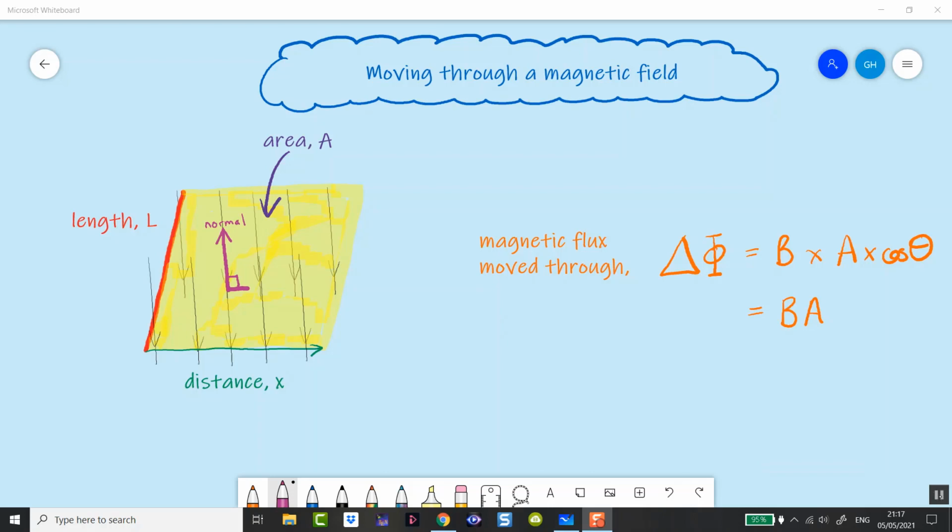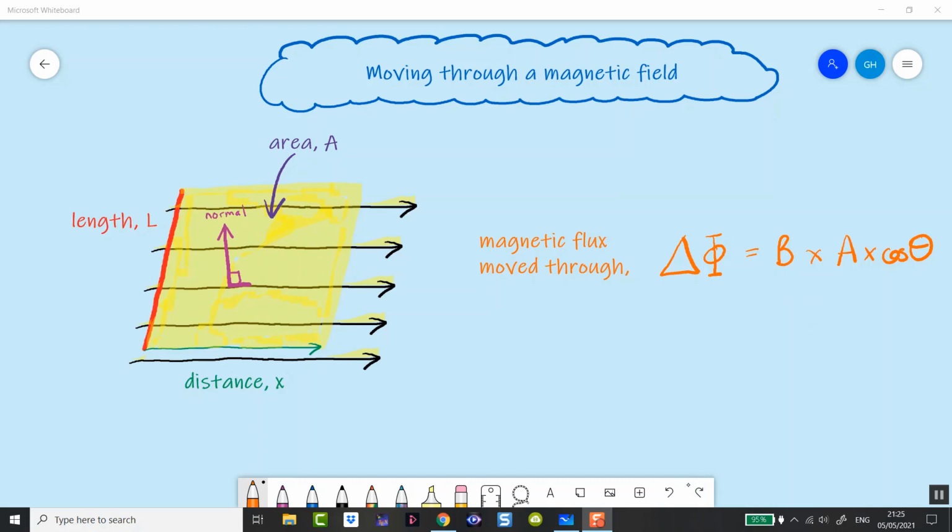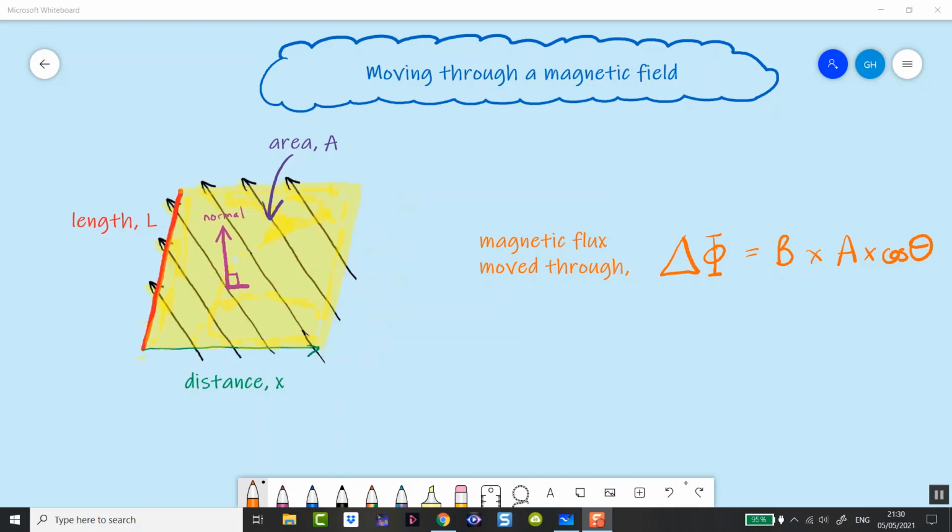If instead it moves parallel to the field, it will not move through any flux, and so phi equals 0, theta equals 90, and cos theta equals 0. And if it moves at an angle, it will move through phi equals BA cos theta. We often refer to the magnetic flux a wire has moved through as the change in flux experienced by the wire.